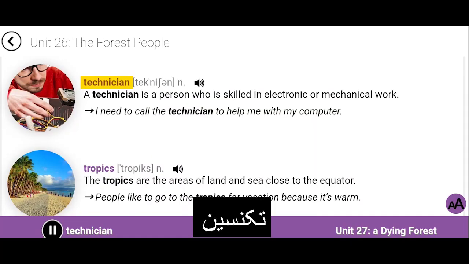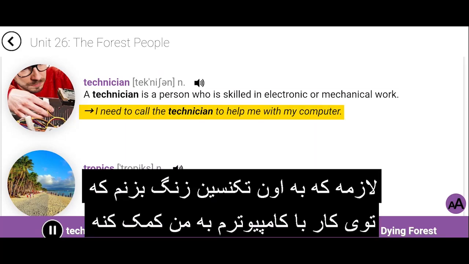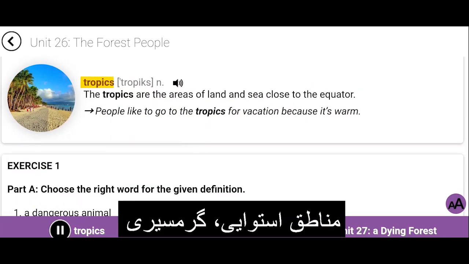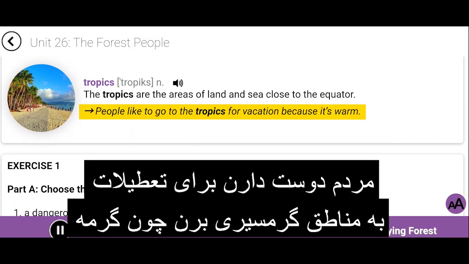Technician. A technician is a person who is skilled in electronic or mechanical work. I need to call the technician to help me with my computer. Tropics. The tropics are the areas of land and sea close to the equator. People like to go to the tropics for vacation because it's warm.